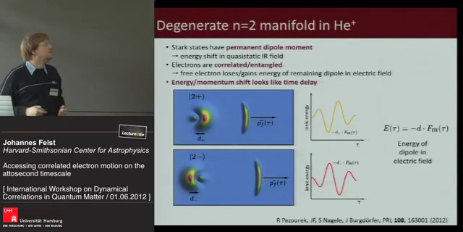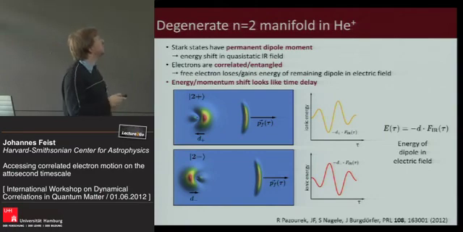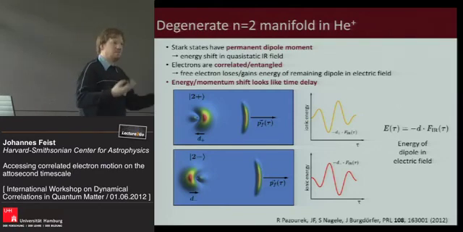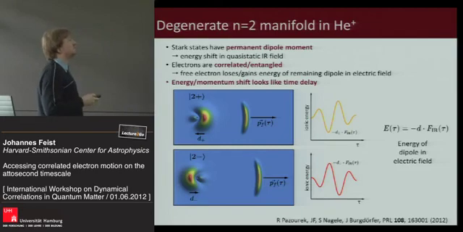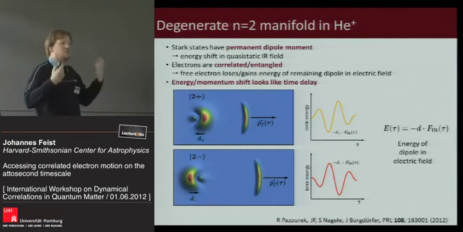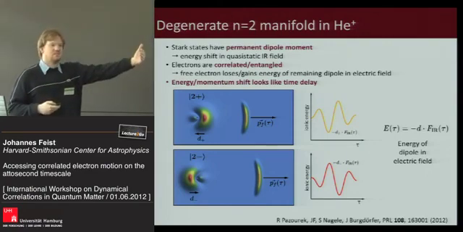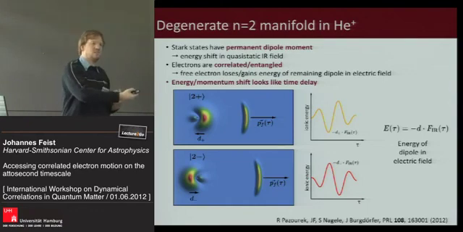And if we go into more detail, we find we can actually model this additional time shift very well by just taking the approximation that the infrared field, since it's much slower than the dynamics that happen, is basically a quasi-static field. The Stark states have a permanent dipole moment, which means that the ionic states have an energy shift in the quasi-static infrared field that depends on the moment of ionization. And since the electrons are correlated and interacting, the energy that the free electron gets depends on the energy of the channel in which it's emitted.